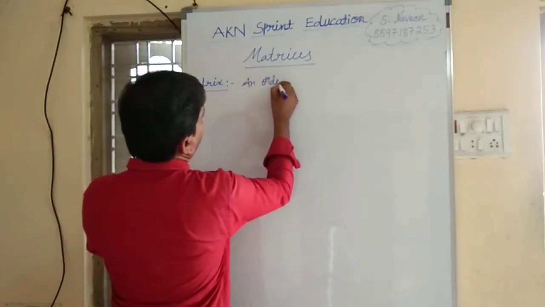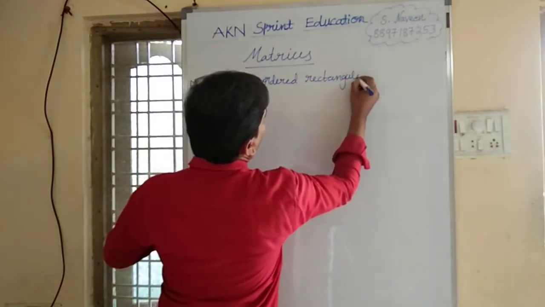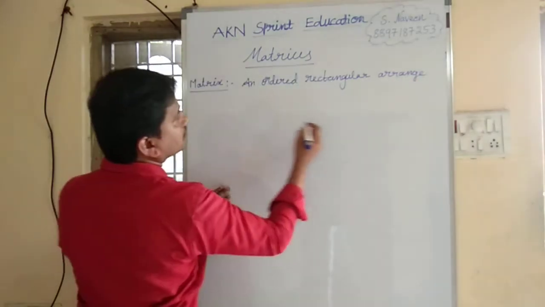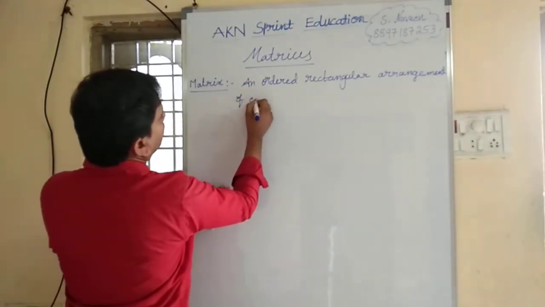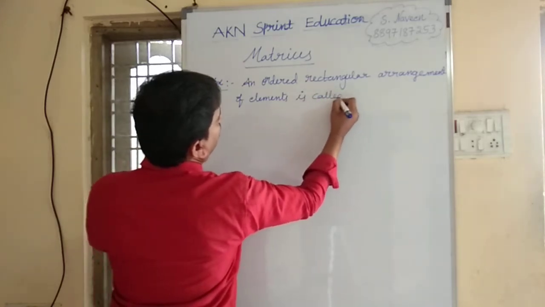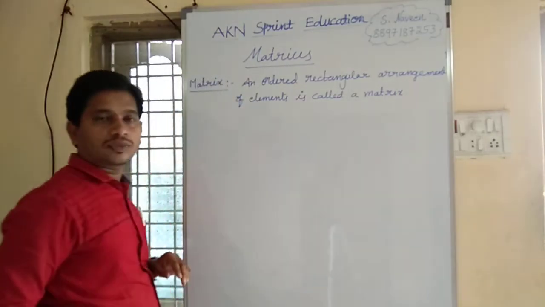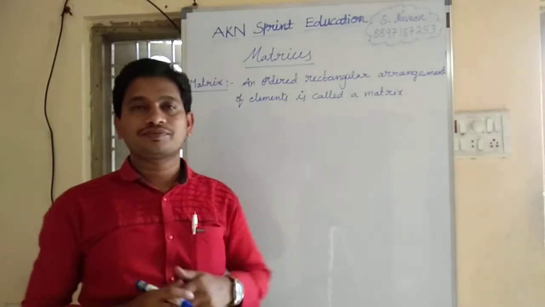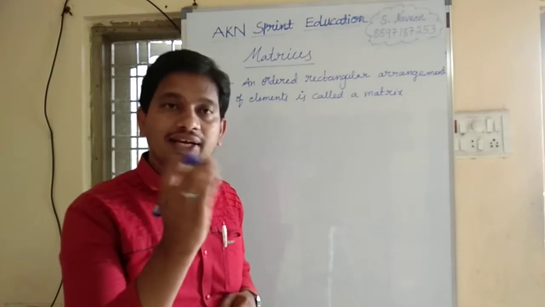An ordered rectangular arrangement of elements is called a matrix. Generally, matrices are enclosed by brackets.